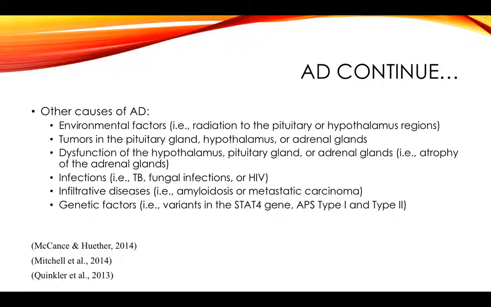Infections, for example, TB, is a very common cause of Addison disease in the developing countries. Infiltrative diseases and genetic factors, for example, APS type 1 and APS type 2, are described in the textbook very well.